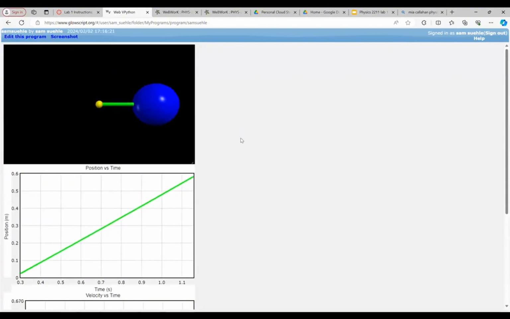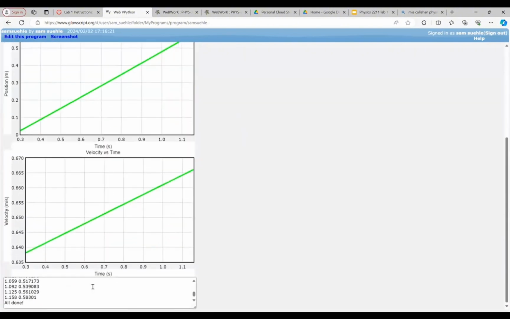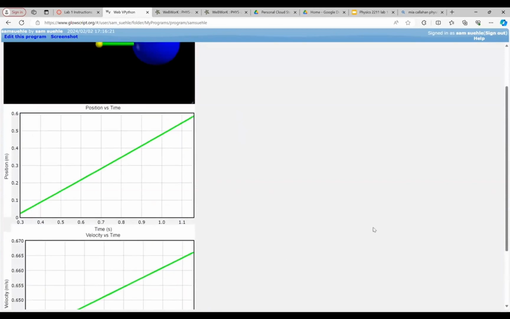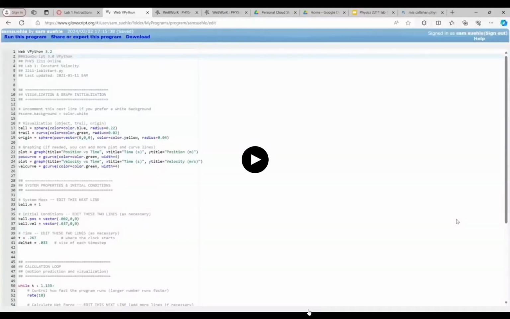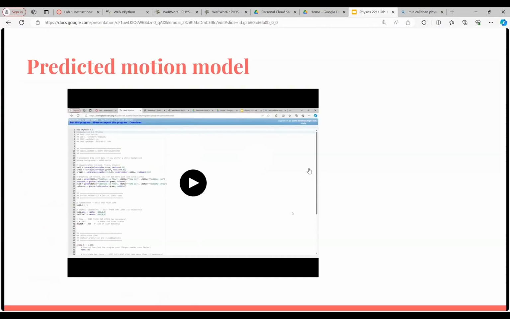This is to simulate the start and stop of the video, so it only goes a little bit. The video only goes for a certain time, but it shows that the ball will continue to go at a consistent velocity.